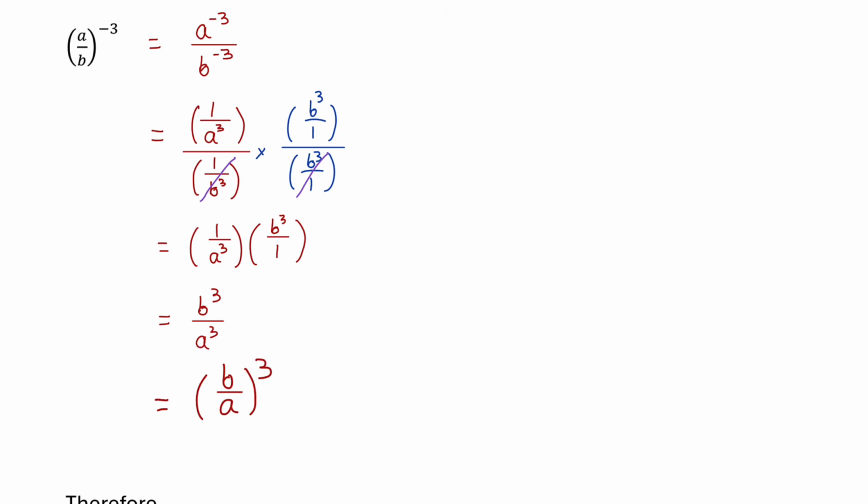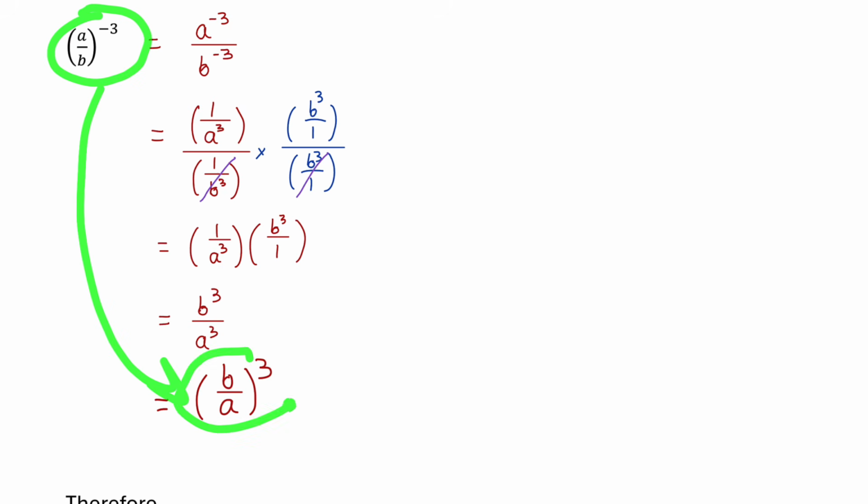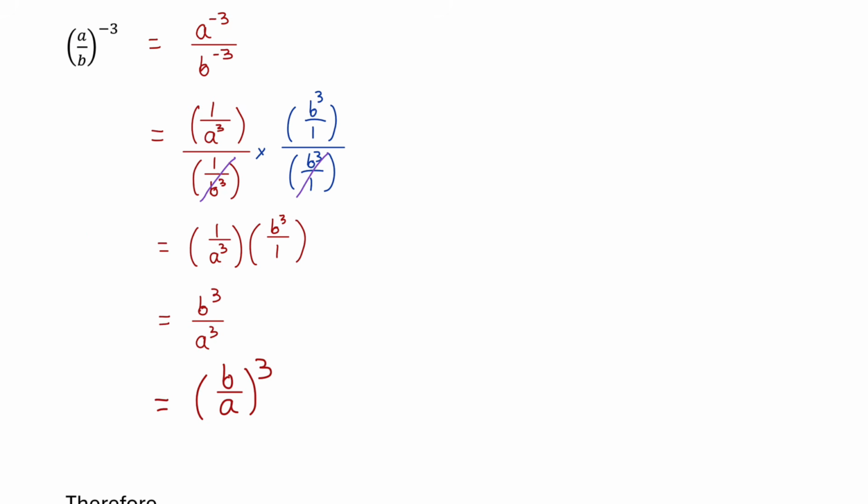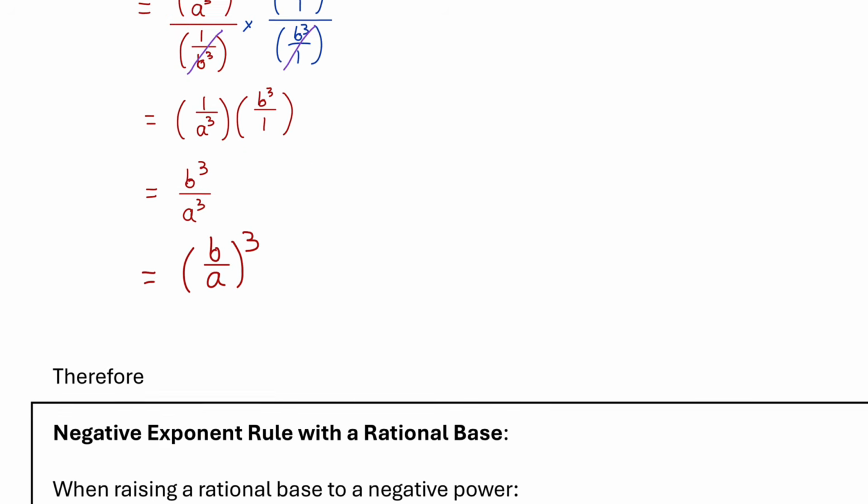So notice what happened between the original statement and the final answer. Well, the base of the power, that quotient of a over b, just flipped to b over a. And the exponent went from negative 3 to positive 3. So we can use that shortcut whenever we want.